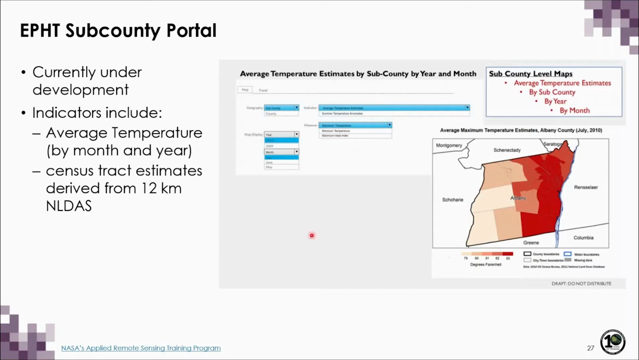Along with that, we look at some sub-county measures, so we can provide some maps where people can look at the areas within the county that experience higher temperatures. For example, this is a county map of Albany, and you can see that these gray lines here are the census tracts, and you can see that the inner city areas of Albany experience higher temperatures. This can help local health departments identify where to set up cooling centers in case of a heat event.